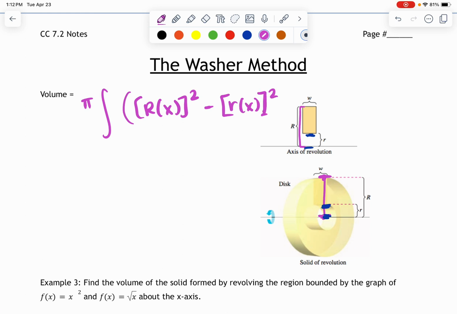And you can see how I have those labeled there. It's dx if we are revolving around a horizontal line, and it would be from a to b.